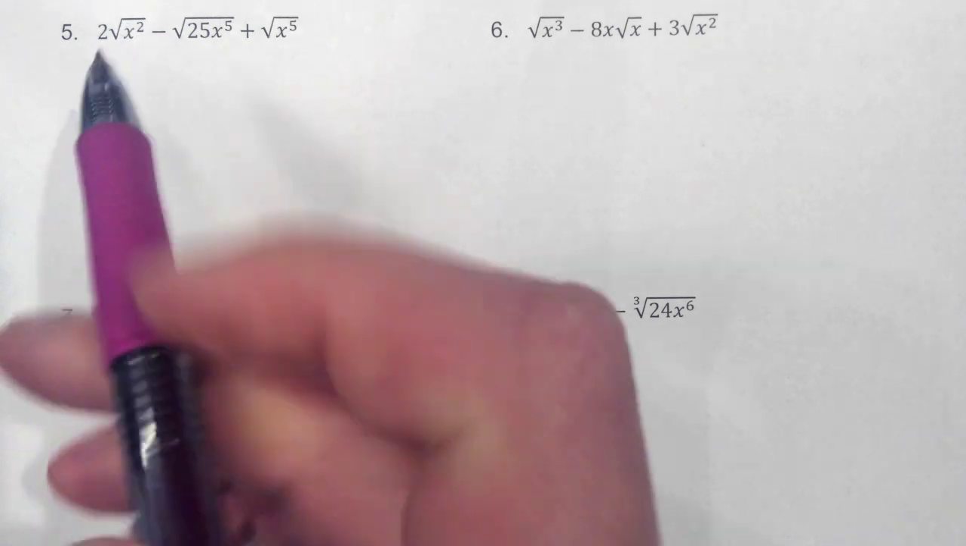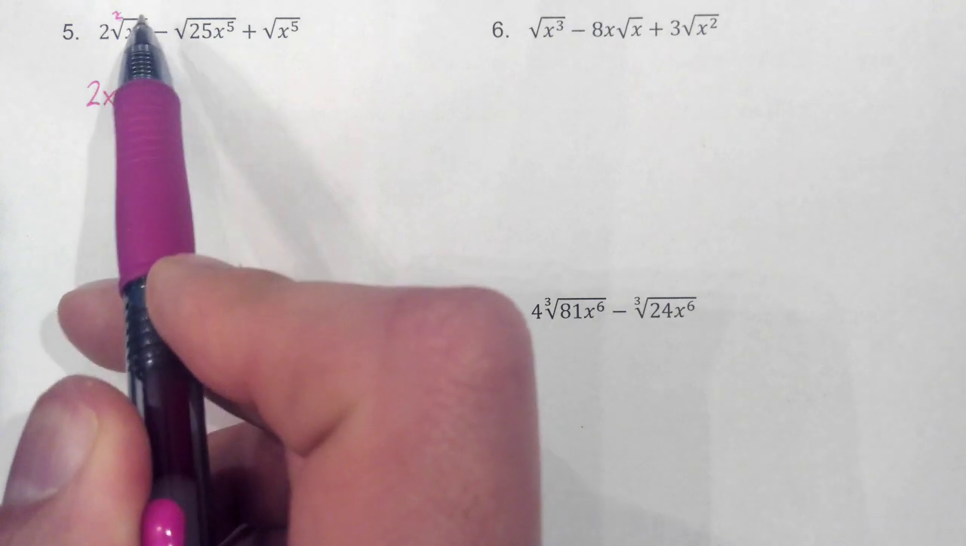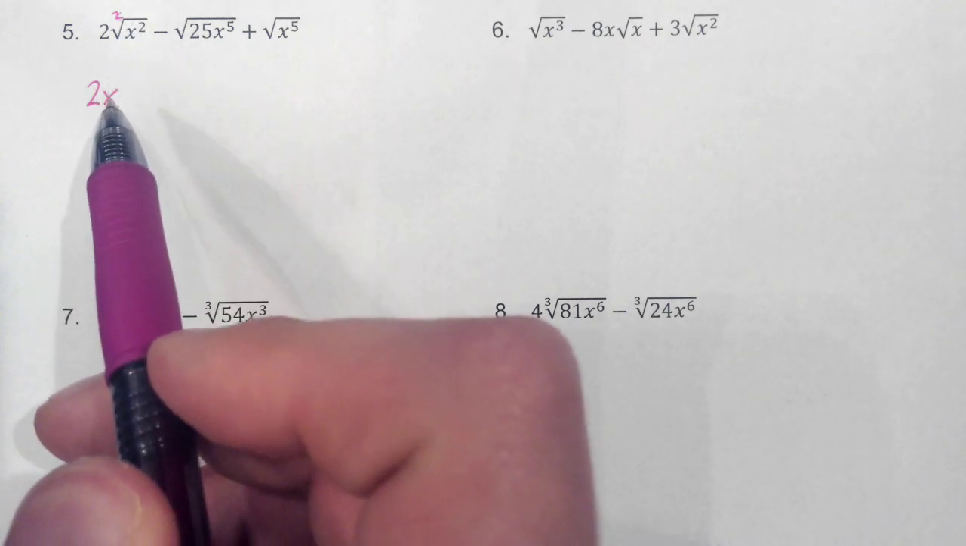Looking at this, remember you're dividing by the index, right? So these understood indices are 2. So what's 2 divided by 2? 1. So it's going to be 2x to the first. The 2 is just tagging along. The square root of x squared is, of course, x.